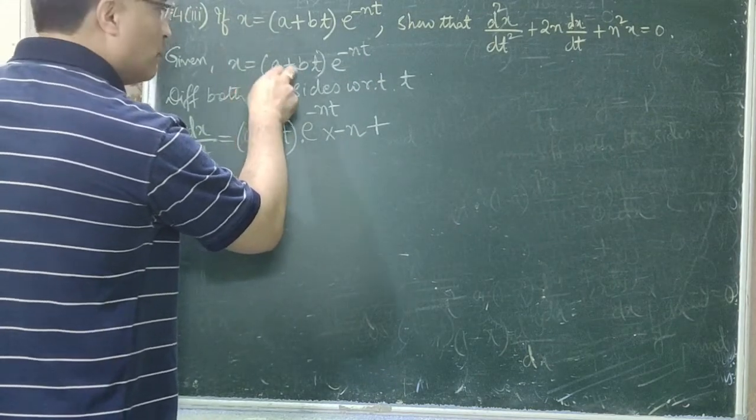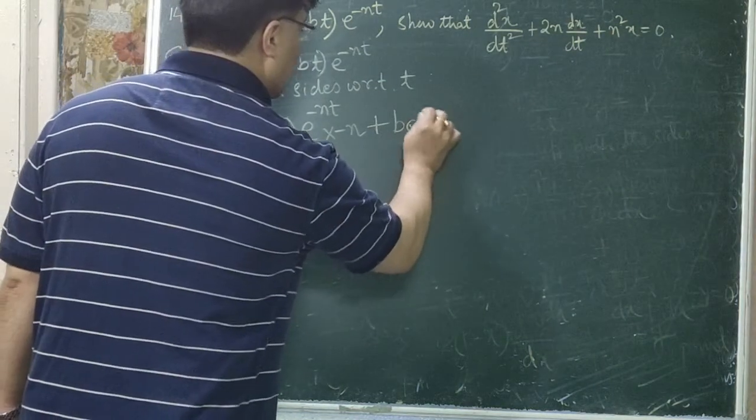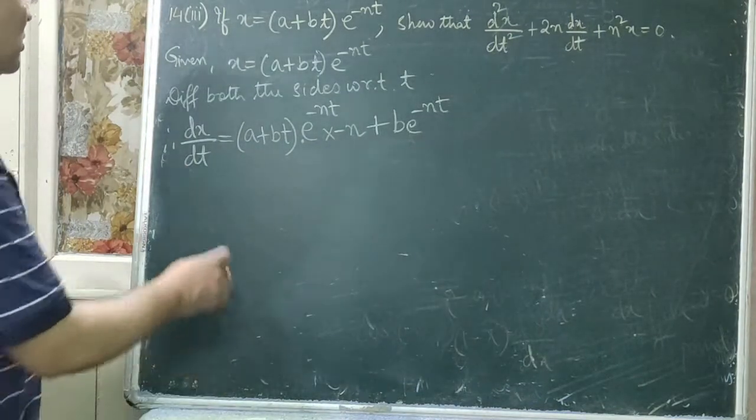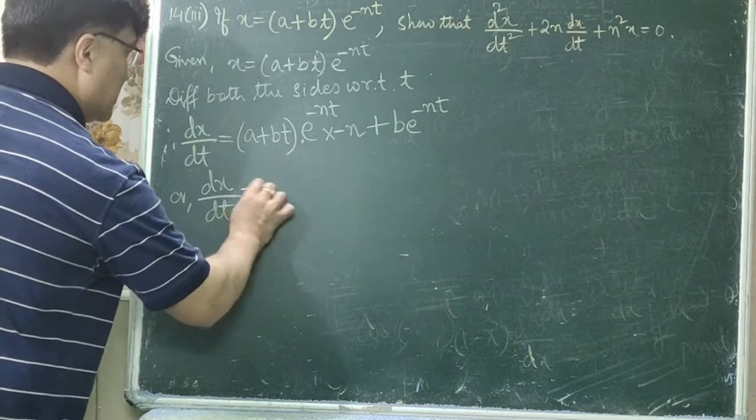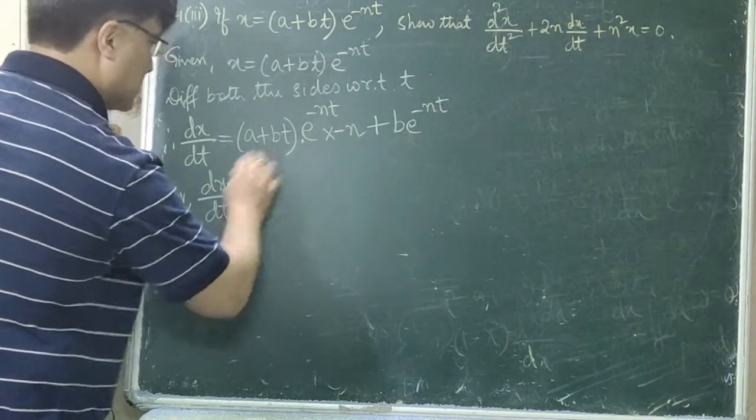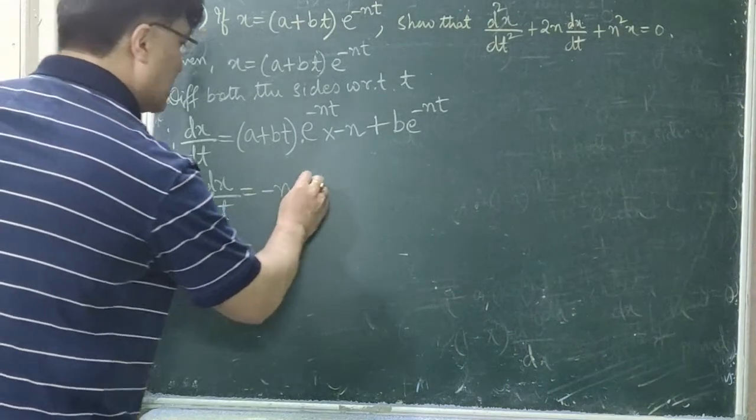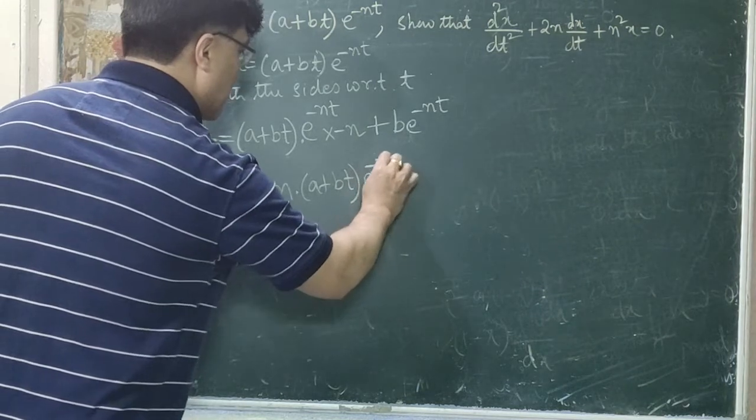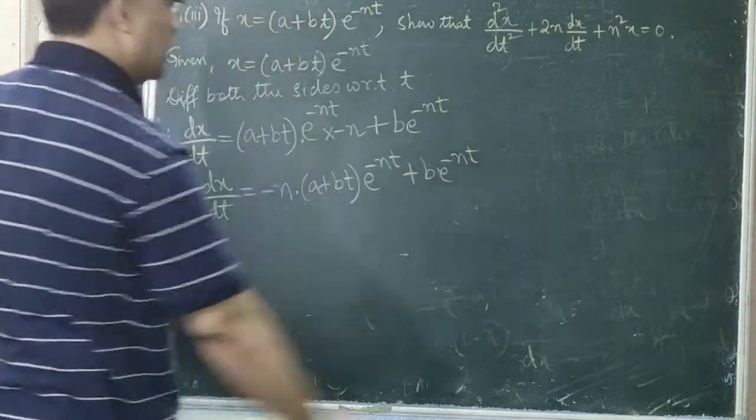For a it is 0, plus for bt it is b into 1, that is only b, plus b e to the power minus nt. Is that clear now? So now let us simplify it. dx by dt is equal to, minus n is written first here, so minus n is taken outside, so it is a plus bt into e to the power minus nt plus b e to the power minus nt.